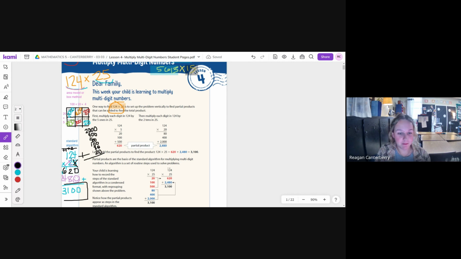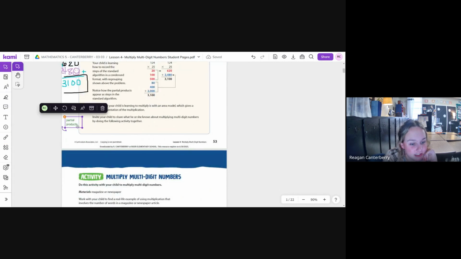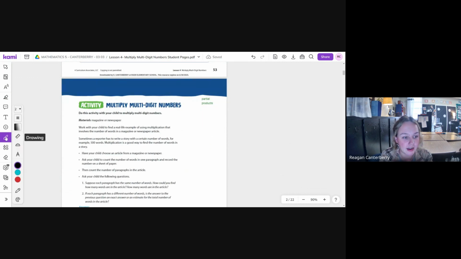Bye, Malachi. All right, so that is the area model. The last one I'm going to show you is partial products because some students do like this. This one is very similar to the standard algorithm that you and I learned when we were in school, but it's a little bit broken down.